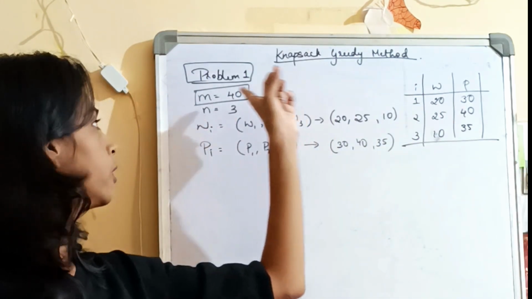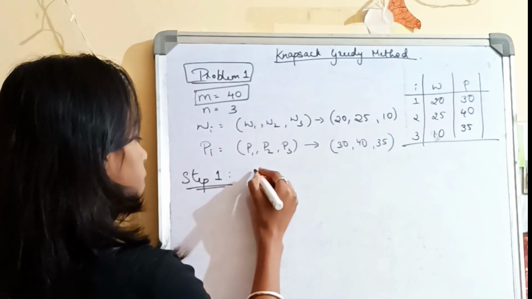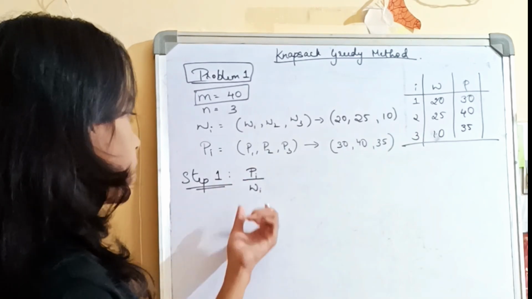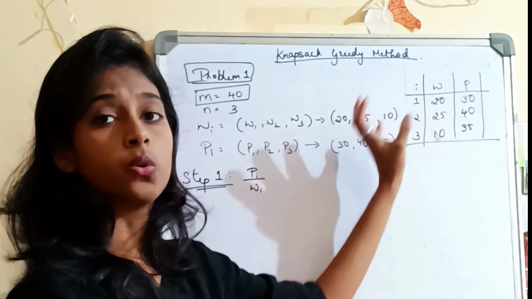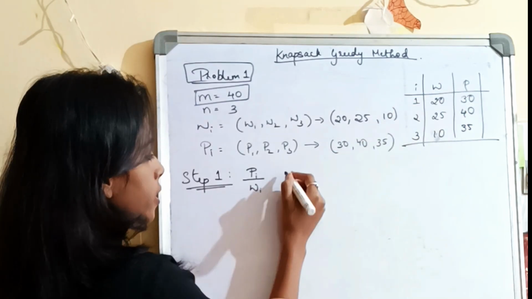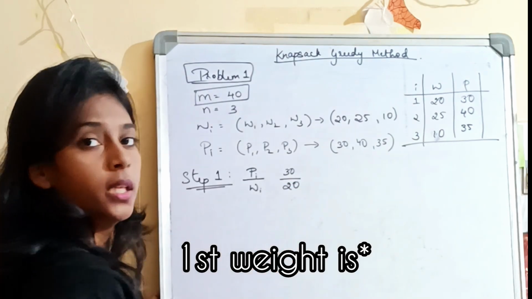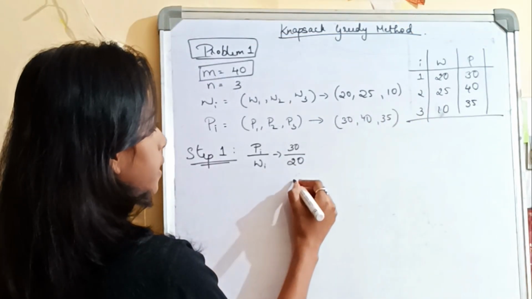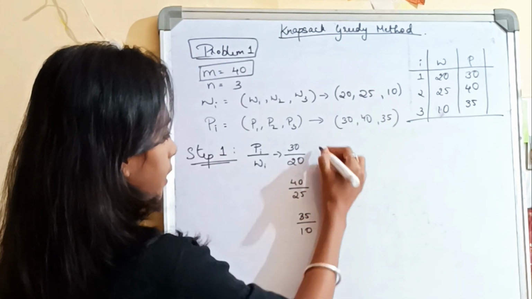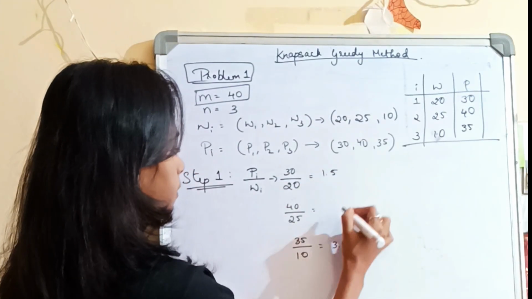The knapsack capacity is 40, there are 3 items along with their weights and profits. Next, step 1: we have to divide the profit by the weight. We have to divide every profit by its associated weight. So the first is 30 divided by 20. The next one is 40 divided by 25. Then the third one is 35 divided by 10. Whatever answer you get here, it is 3.5, 1.5 and 1.6.